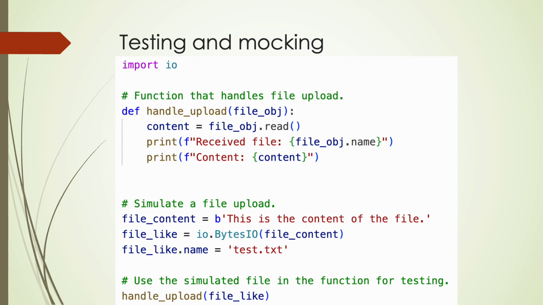In this example, we have a function that handles file upload. To test if this function is working properly in unit tests, we can simulate a file-like object with BytesIO and use it to test the target function.